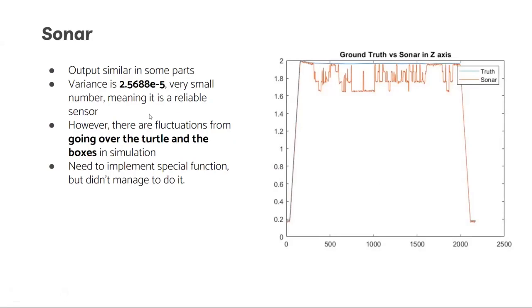For sonar, the output seems similar in some parts, like the first part and the end parts, and the variance is really small, meaning that this should have been a reliable sensor. However, as you can see from the graph, there are fluctuations, which are caused by the hector going over the turtle and the box's information. So it is needed to implement a special function, but we didn't manage to do so.